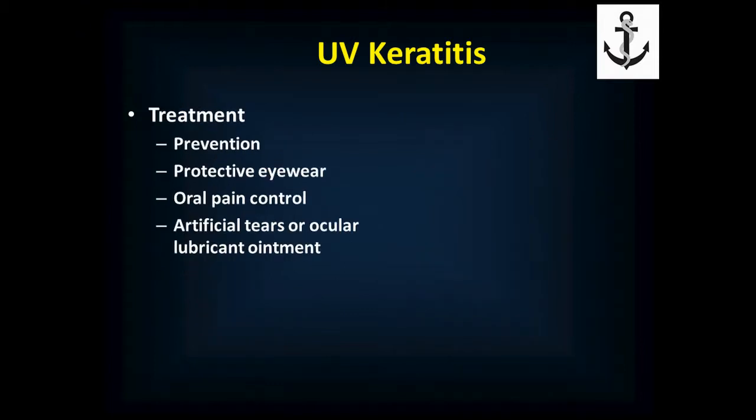The treatment is to prevent it if you can. Wear protective eyewear. Once it occurs, dark sunglasses will make the eyes feel much better. Oral pain control and some artificial tears or ocular lubricant ointment will help quite a bit for controlling the symptoms. And of course, your cornea heals so quickly that you feel better within a day or so. But then you need to prevent it from happening again.